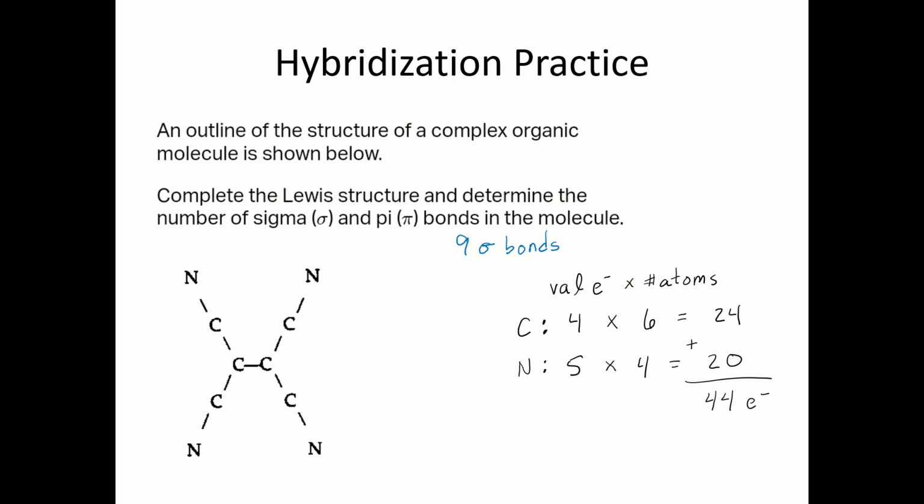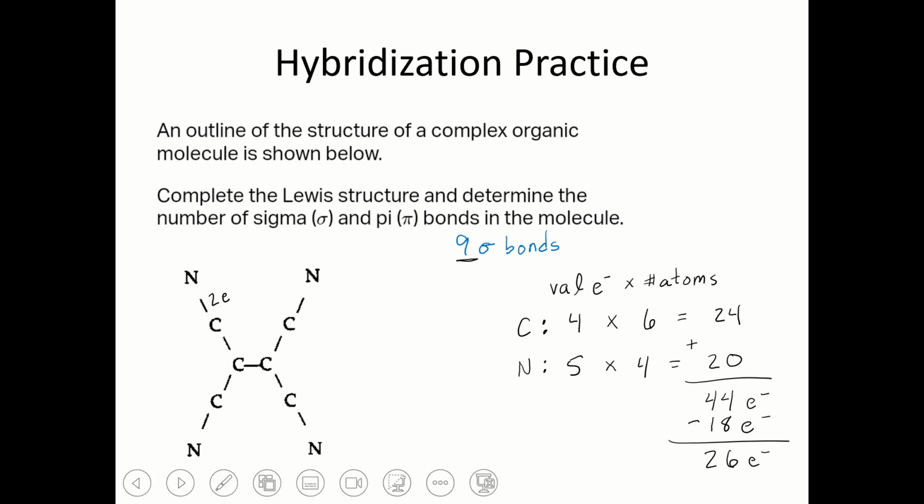Now remember that every line represents 2 electrons. So each line here is 2 electrons. And we've already counted that we have 9 lines or 9 bonds shown. So we can subtract 18 electrons that are already shown in this structure. That should give us 26 electrons left over that we're going to have to fill out in this Lewis structure.